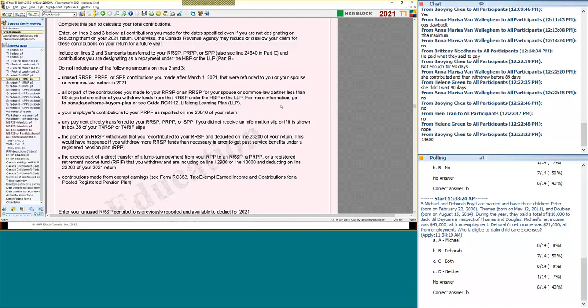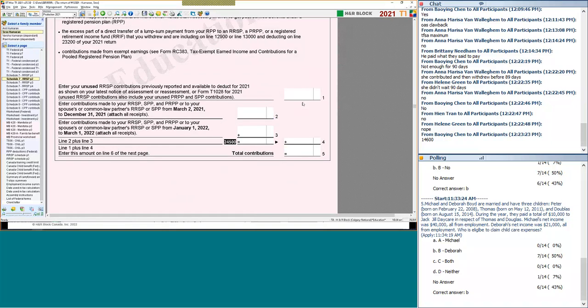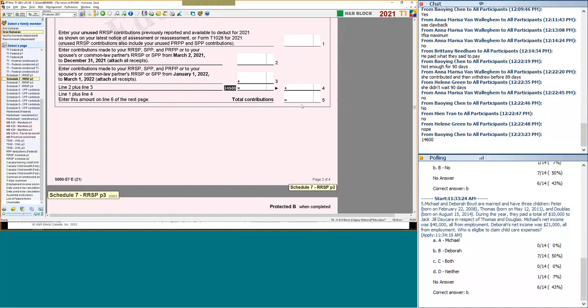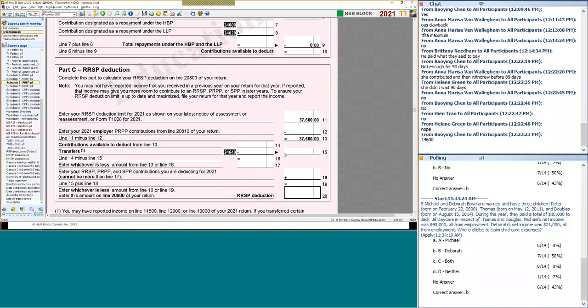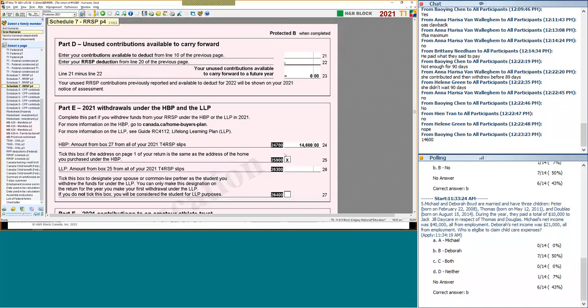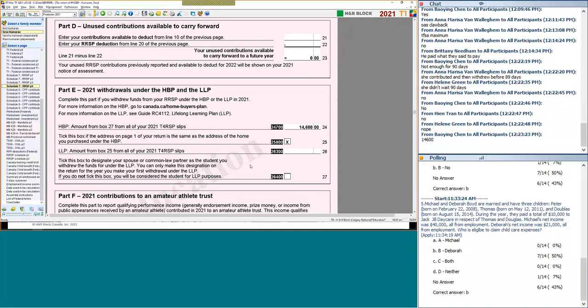That was the only RSP receipt she put in for the whole year, so she's going to have no RSP contributions in this year, even though there's a receipt for it. Okay, so total contributions is 0, repayments is 0, amount deducted is 0. She does not get a deduction this year. And then we do need Part E, the withdrawal, and she will withdraw the full amount, $14,600. And fortunately, they did move into the house, so there's no issues there. She doesn't have to repay it now. That's what the Schedule 7 would look like. If you missed that, go back and refresh your rules on how many days they have to be in there.